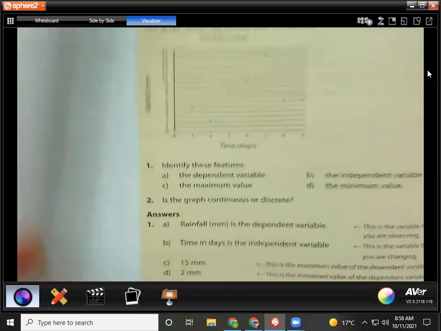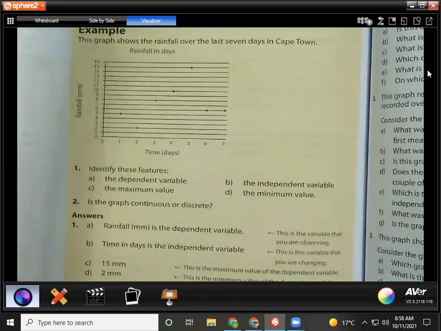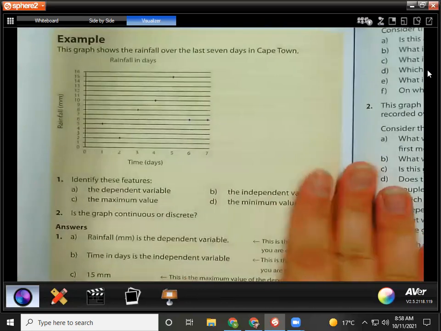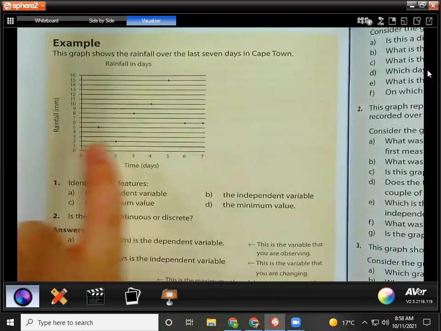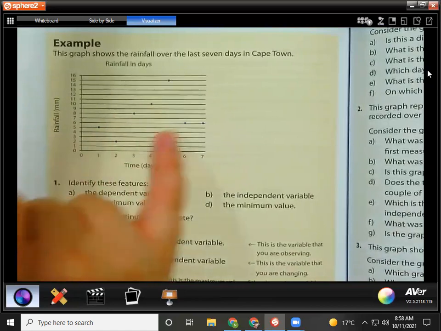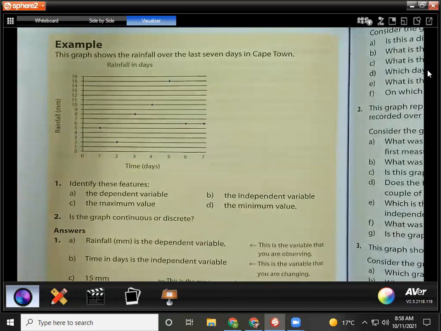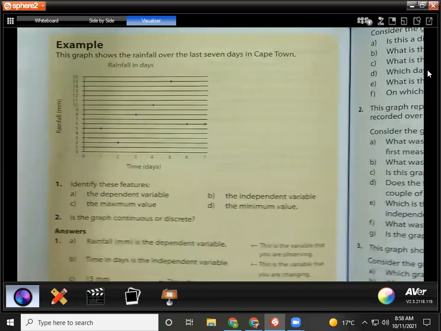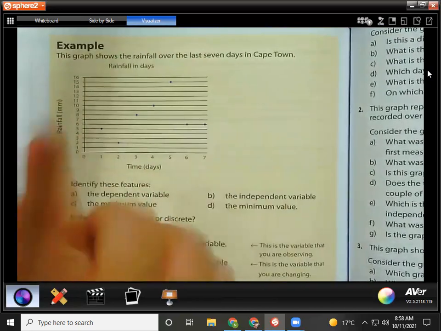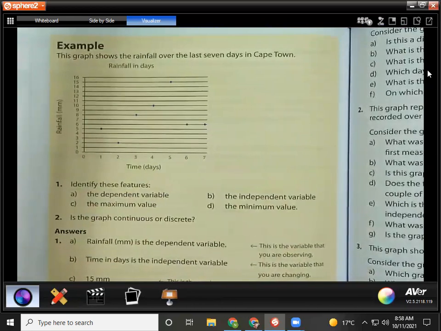Right, guys, this is the example. They're saying this graph shows the rainfall over the last 7 days in Cape Town. Okay, it is quite small there, but they have some dots plotted. Now guys, if we look at this graph straight away, we can see that the dots are not joined by any kind of curve or line. So we can see straight away that this is a discrete graph.